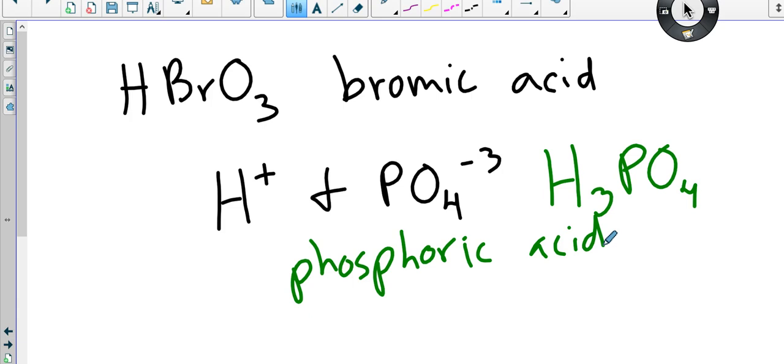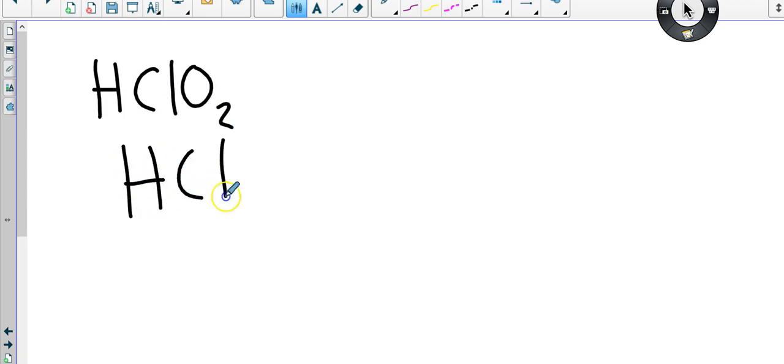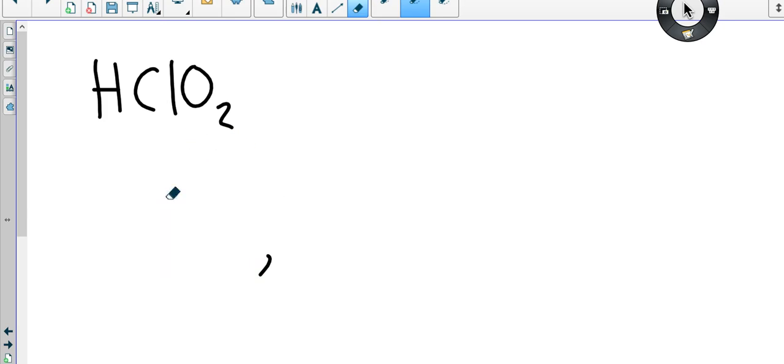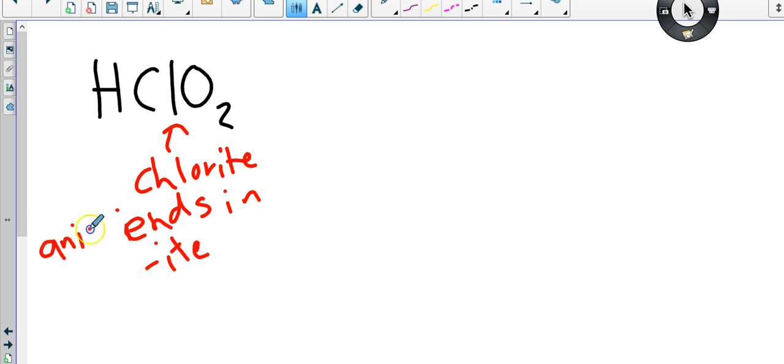So, there's one more, right? Now I have to do "-ide." Nope. "-ite." Last kind. So, if I have chlorite, that is ClO2. Refresher, hydrochloric acid. Don't have to write that down. So, you have "-ide," hydro, and "-ic." Okay? This was chloric acid. See how these are not the same. So, you got to be careful. Now my anion in this situation is chlorite. And so, if the anion ends in "-ite," this is what you're going to do.